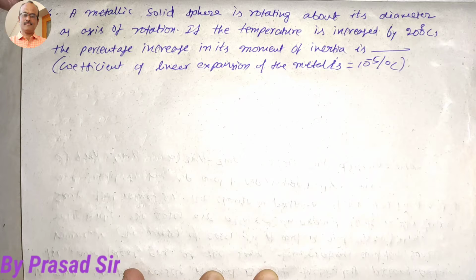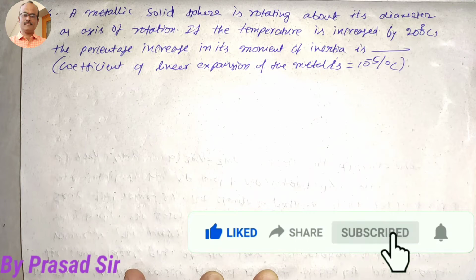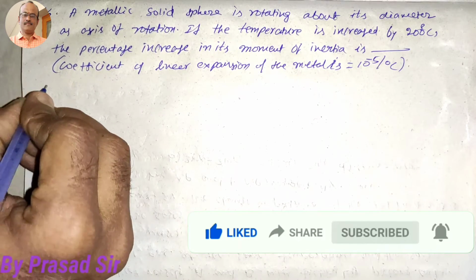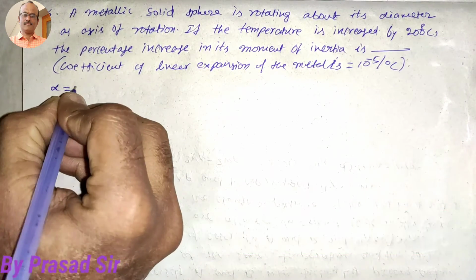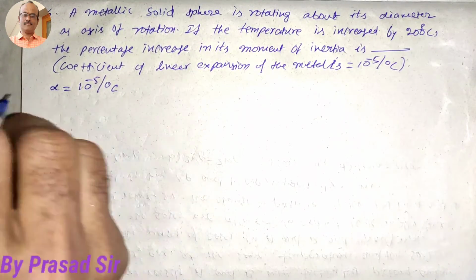Now the question number 16. A metallic solid sphere is rotating about its diameter as the axis of rotation. If the temperature is increased by 200 degrees centigrade, the percentage increase in its moment of inertia is how much? The coefficient of linear expansion of the metal is given as 10 to the power of minus 5 per degree centigrade. So first of all, alpha is equal to 10 to the power of minus 5 per degree centigrade.